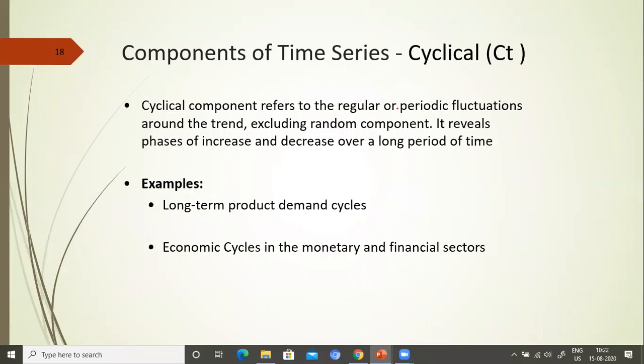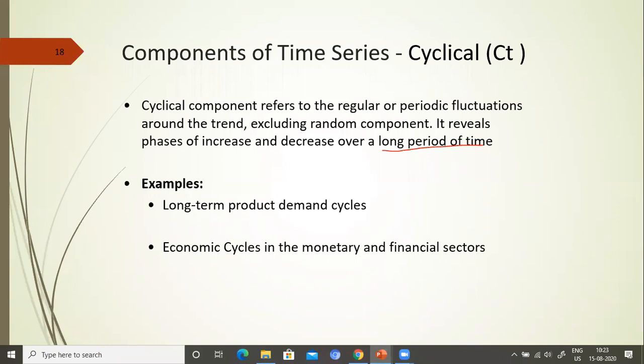These are periodic fluctuations, excluding the random component, that reveal phases of increase and decrease over a long period of time. That is the critical part. So it's a long-term product demand cycle, or economic cycles in monetary and financial sectors. You'll find that these fluctuations are taking place, but they're taking place over a long period of time. It's not going to happen in a very short term. So cyclicity, if you want to observe, you've got to give it a few years worth of data so that you cover a couple of economic cycles. You have to really look at a big range of data, so that's not always available to analysts.